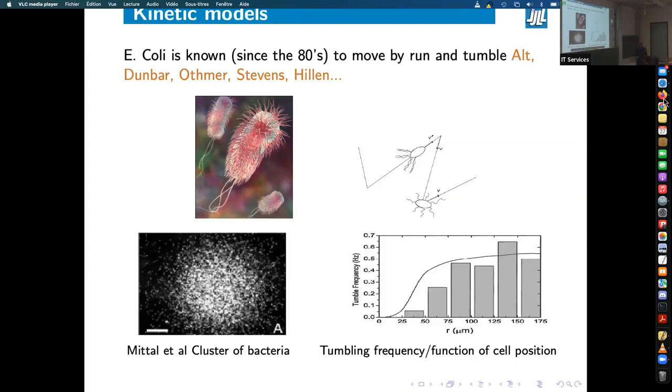And this was studied very much by Christian and Vincent Calvez, and you have explanation on that. So this is the way it works.